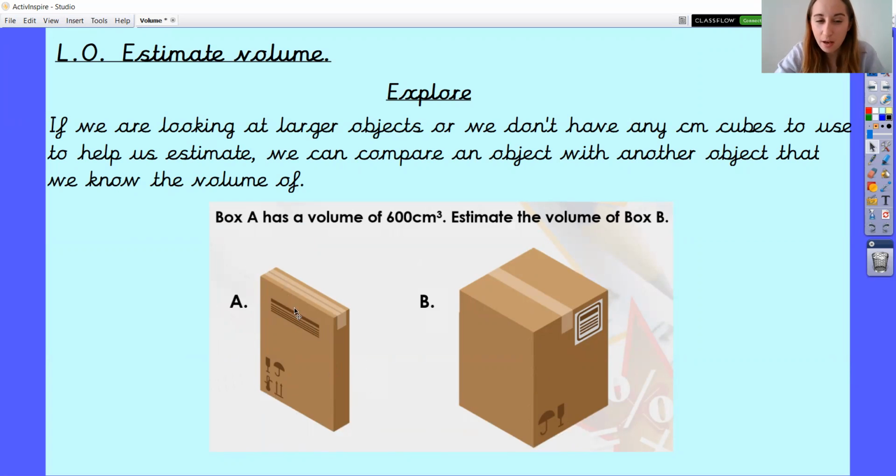So I can think about, well, how many of box A do I think I could fit into box B? I'm looking at its width here, and I'm wondering how many of those could I fit? 1, 2, 3, 4, maybe 5. So maybe I could fit 5 lots of box A into box B. Now, if box B is 5 times bigger than box A, I wonder if you can think about how I might work out its volume, how I could estimate its volume.